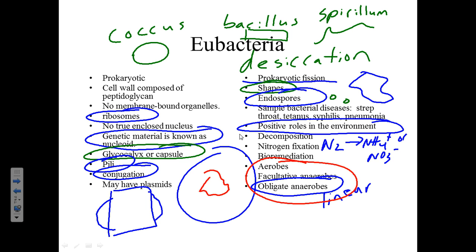There's another group of bacteria called facultative anaerobes. And those guys we might call the switch hitters of the bacterial world. What can they do? They can do aerobic respiration. They can do anaerobic respiration. They can deal with oxygen. They can deal without having oxygen. They're a little bit of both.